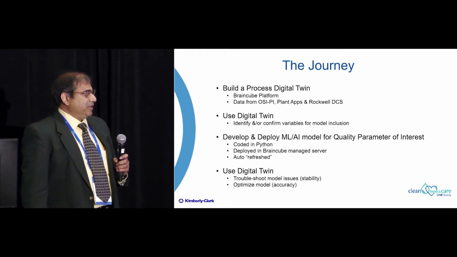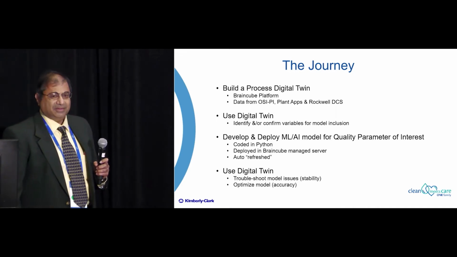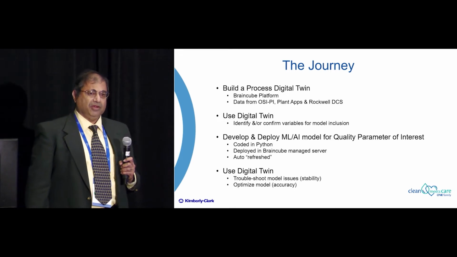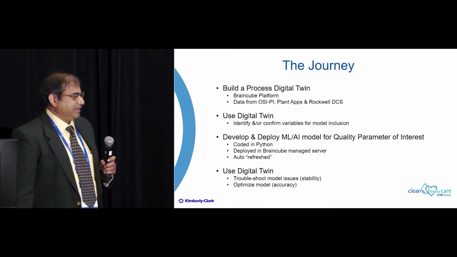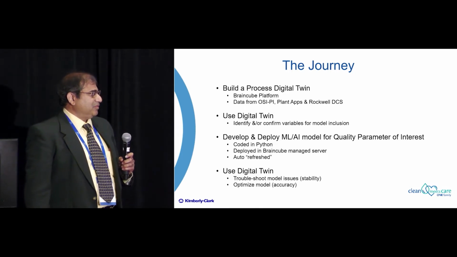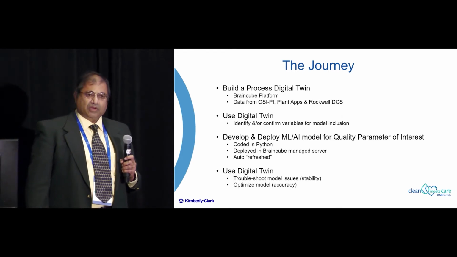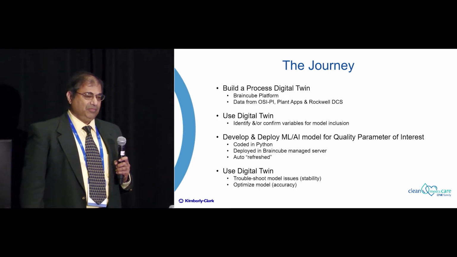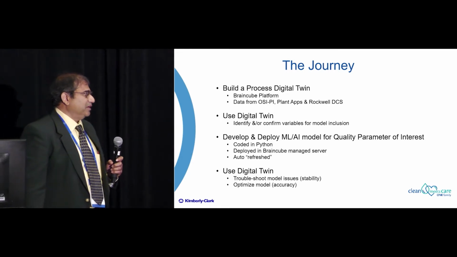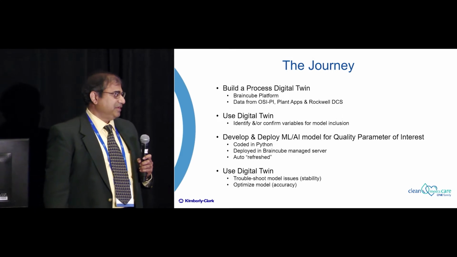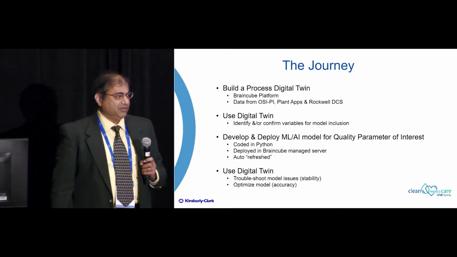We then used the digital twin to do 2 things. We used it first to identify what variables or what data needed to be used in the model. And then we went back and confirmed that the tags we had selected made sense. After that, we developed and deployed machine learning models. For our process, there's really 4 key quality metrics of interest. So we ended up modeling all 4, but today we're going to present 1. We built a model to predict, in our case, basis weight. That was coded in Python and deployed in a BrainCube managed server.